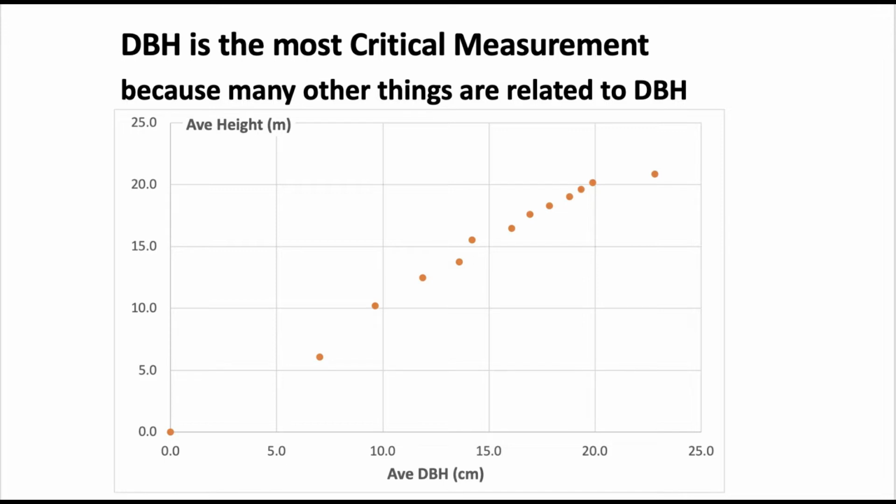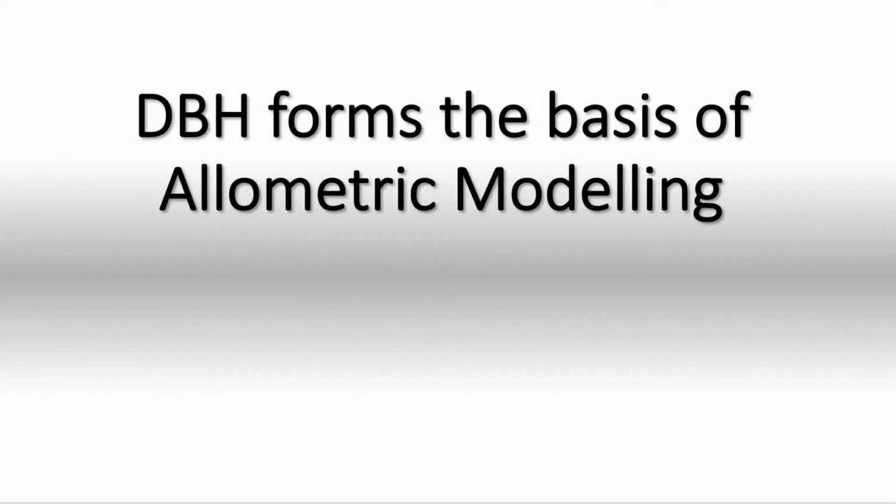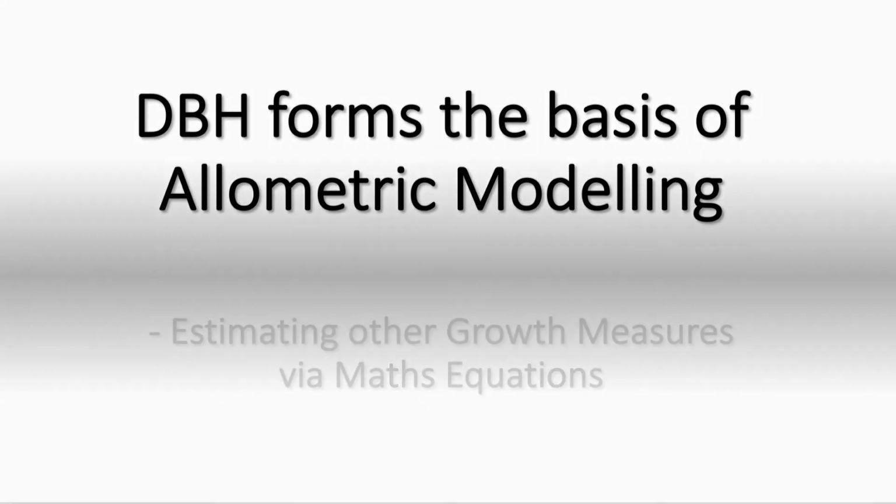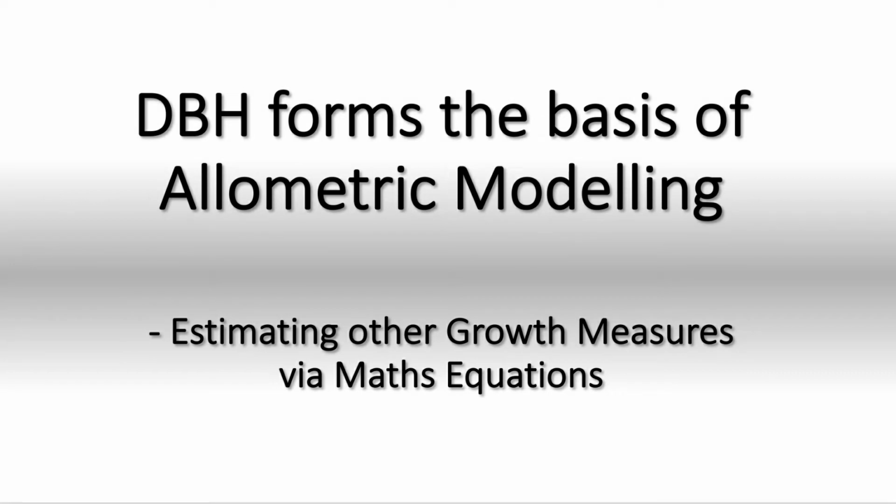If you know the DBH, because it's related to height, and as Rowan was saying, once you know how big it is here and you know how high it is, you can calculate all sorts of things. So if you know the DBH, it's the most critical. It actually forms the basis of what's called allometric modelling. Being an old academic, modelling is very important to my life. But all that is just estimating these other measures of growth via some equations, very simple maths, like A equals B plus C, or B multiplied by C, or something very simple.